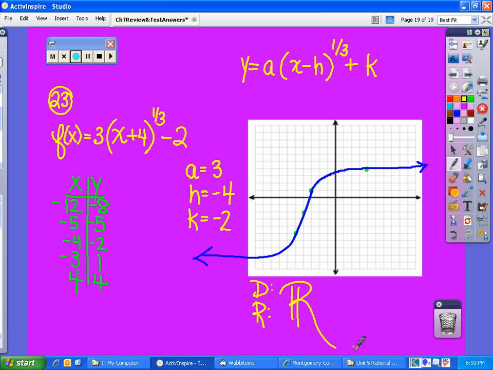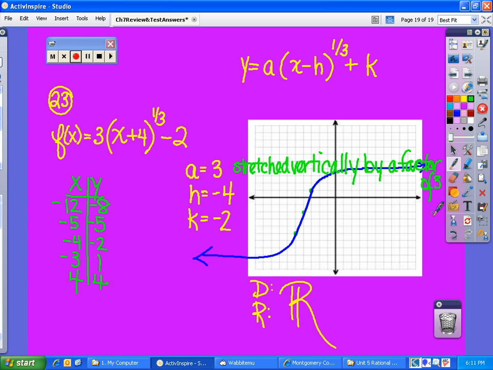Let's discuss the transformations. A equals 3 tells us that our parent function has actually been stretched vertically by a factor of 3. If you don't know what the parent function looks like, please put it in your calculator or draw it separately so that you have an idea for comparison's sake. Stretched vertically by a factor of 3.